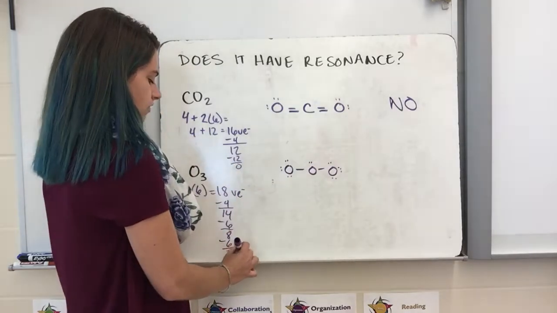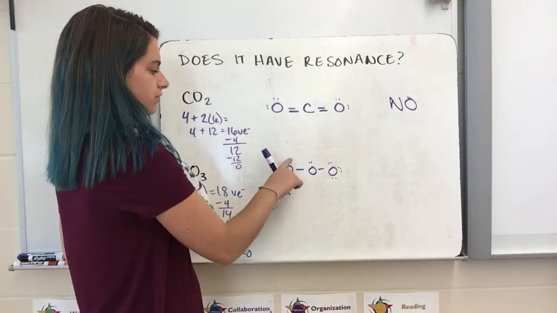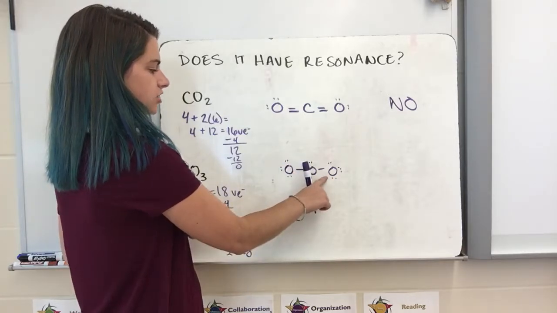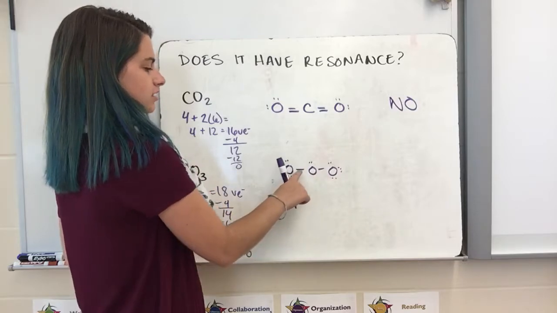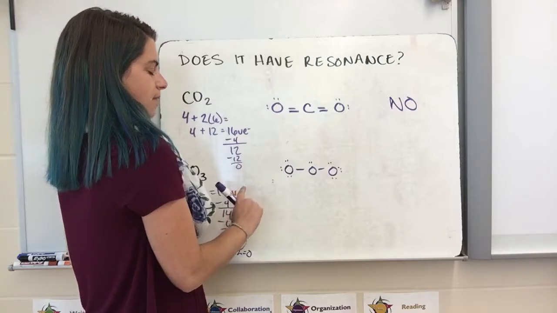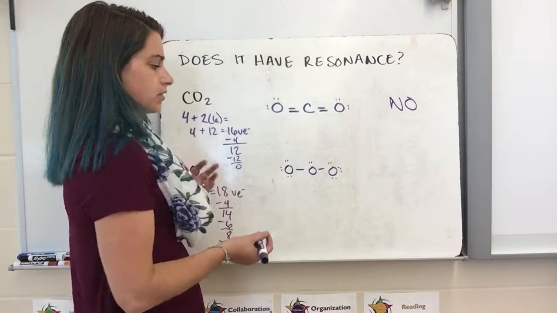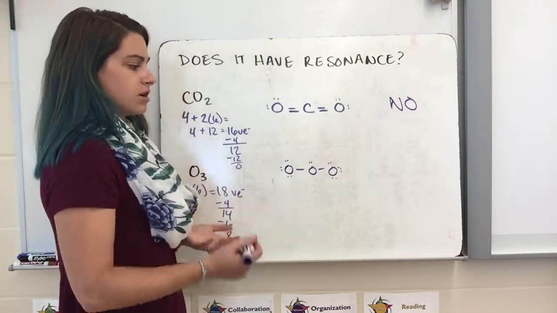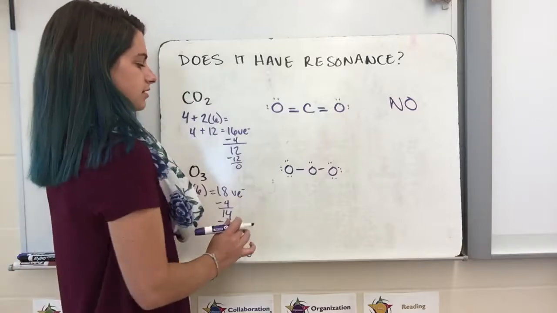Okay, now I've used all of my electrons. This oxygen has 8, 2, 4, 6, 8. This oxygen has 8, 2, 4, 6, 8. This middle one does not, it only has 6, 2, 4, 6. So to fix this, we're going to take a pair of electrons from one of the oxygens and form a double bond. Now, you should be looking at this and thinking, which one am I going to take it from? That right there is a sign that there's probably resonance.